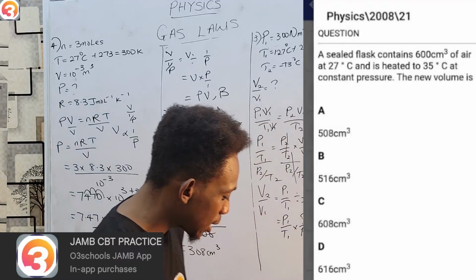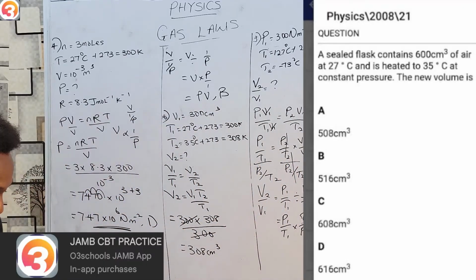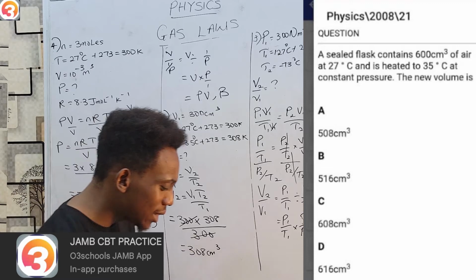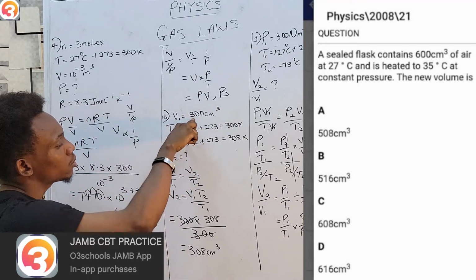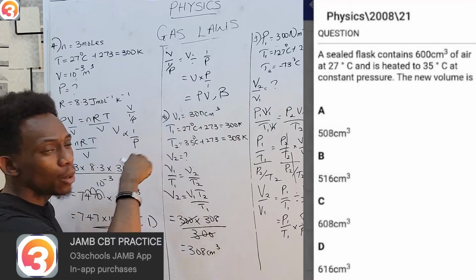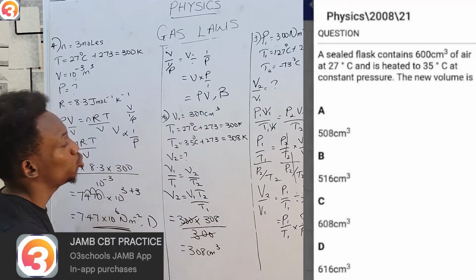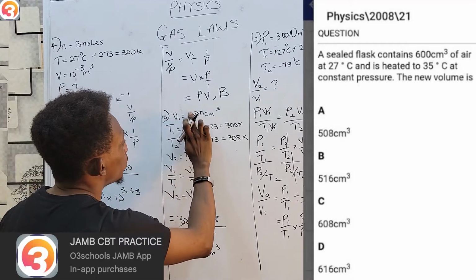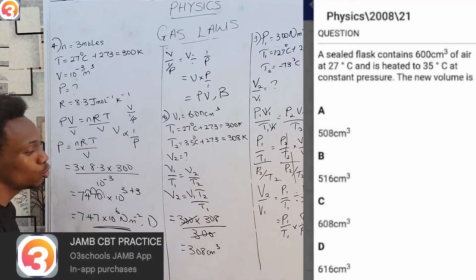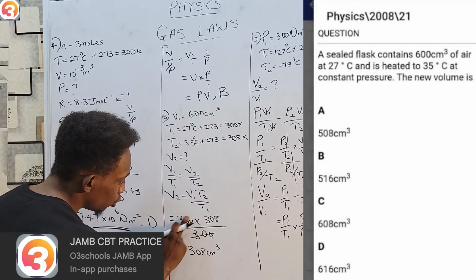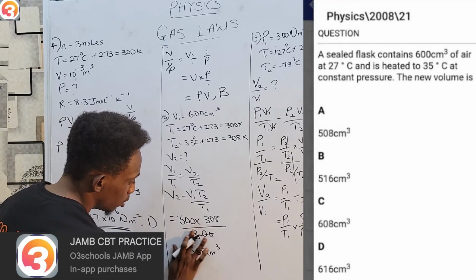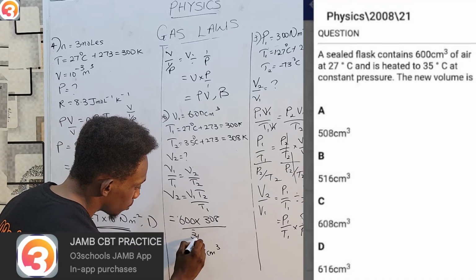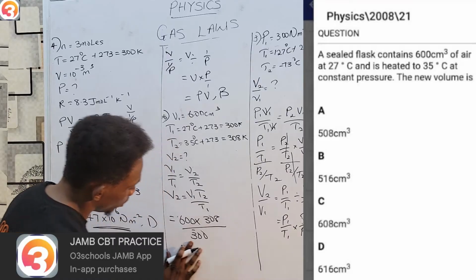I realized that my question starts with a sealed flask contains 600 cm cube of air, rather than having 300 here. You see, that was the reason why we made a mistake. Our answer should have been there. Therefore, if I correct this 300 to 600, then I used 300 to solve here. That means I must put 600 here, and here is 300.